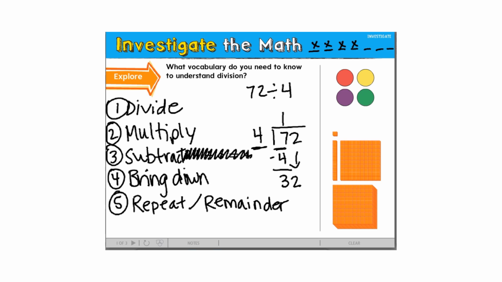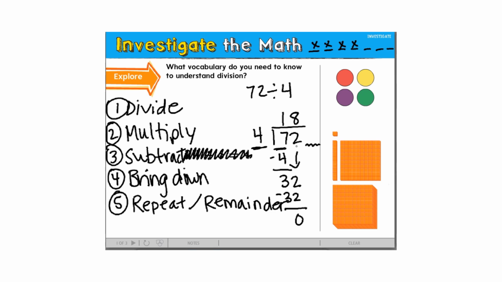And now it's 4 into 32. How many times does 4 fit into 32? Nolan? 8. 8 times. And then when I multiply 8 times 4, I get 32. And I'm still following the steps, subtract, and I get 0. Step number 4 is bring down. There's nothing left to bring down. There's no other digits over here to bring down. So now it's remainder because we're done. There's no remainder. There's no repeat. There's no remainder.